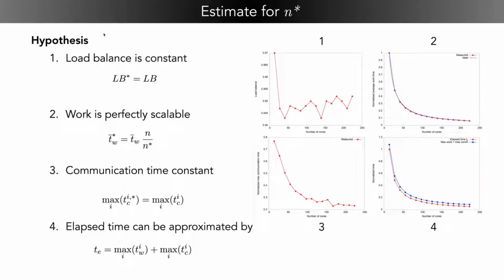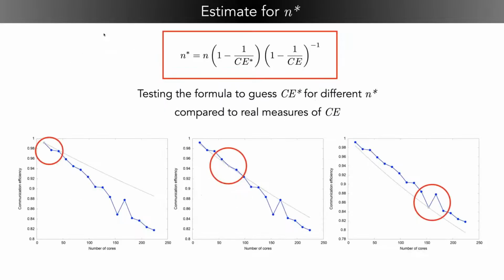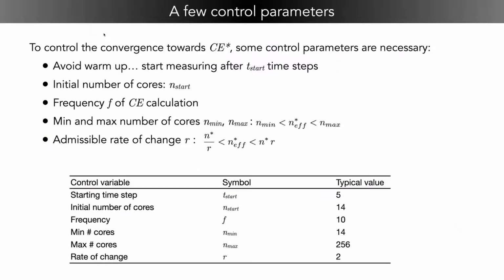Okay, so I will go through that because we have to make some hypotheses. At the end, we end up with this formula which tells you, according to what you are using, you are running on n cores, you have measured CE computation efficiency, and your target is a prescribed communication efficiency, and you have to estimate the new number of cores. So this is the formula we are using, and this worked pretty well.